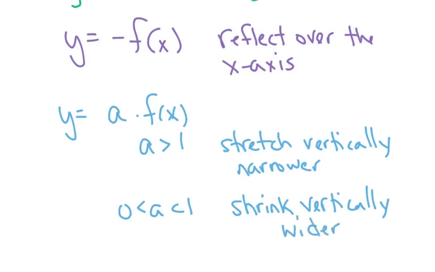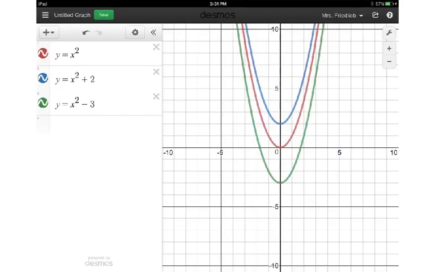Now this is easier to do when you can show a graph. So here's an example that I did on Desmos. I started by graphing y equals x squared, and that's the graph in red. That's the parent function. All the transformations will come off that parent function. The blue graph is y equals x squared plus 2, and you'll notice that that graph is the red graph, but shifted up 2 units. And then the green graph is y equals x squared minus 3, and you'll see that's the red graph, except it's been shifted down 3 units.